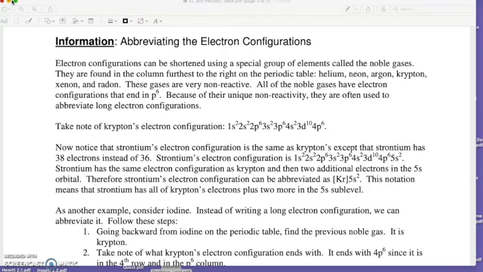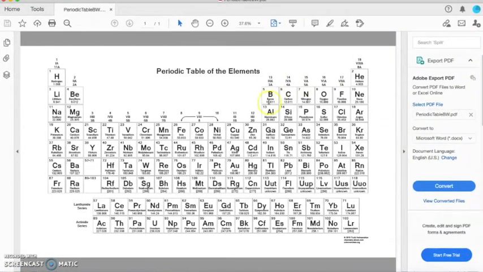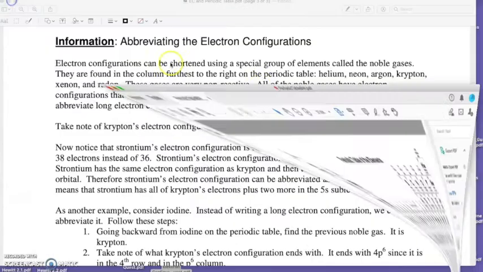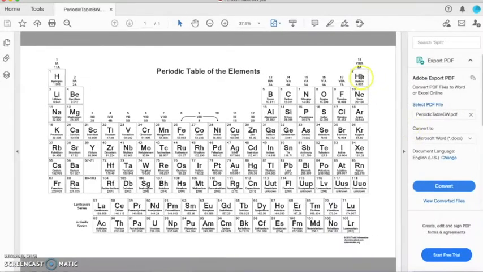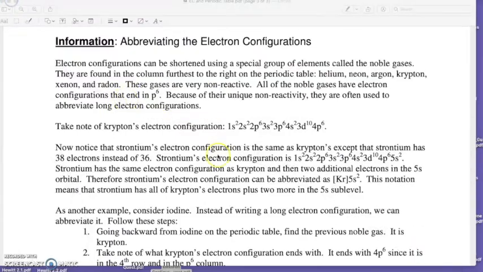All the noble gases have electron configurations that end in p6. And again, we know that they're in the p block, and that's p1, p2, p3, p4, p5, p6. So they all end in p6. So look at krypton's electron configuration, 4p6. It goes 1, 2, 3, 4 down, and there's krypton, 4p6, right?